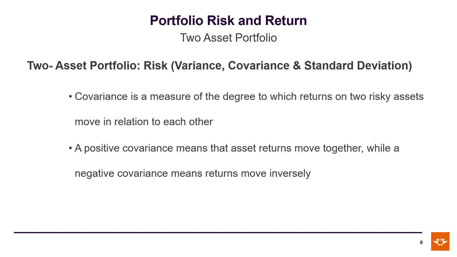So what is covariance? We mentioned it in the definition of the variance. And it's a very, very important concept. Covariance is a measure of the degree to which returns on two risky assets move in relation to each other. A positive covariance means that assets' returns move together, while a negative covariance means that they move in the opposite direction to each other, or inversely.